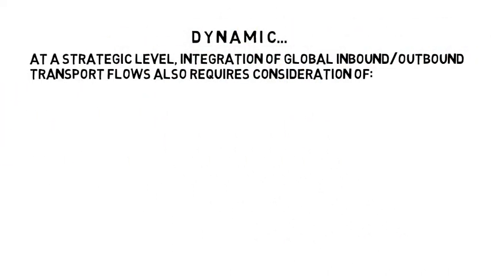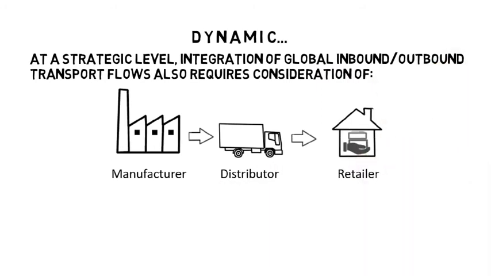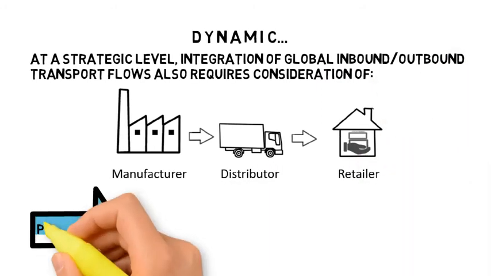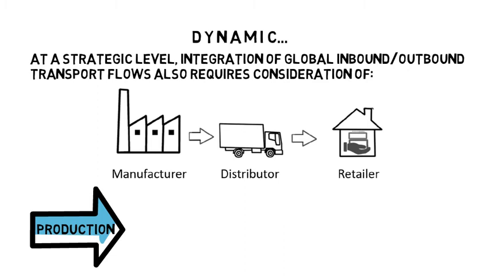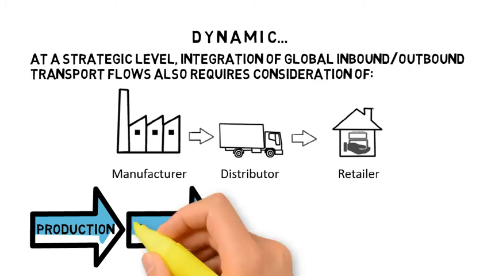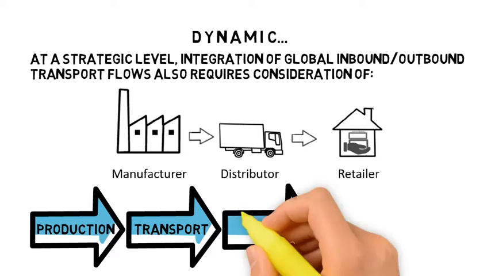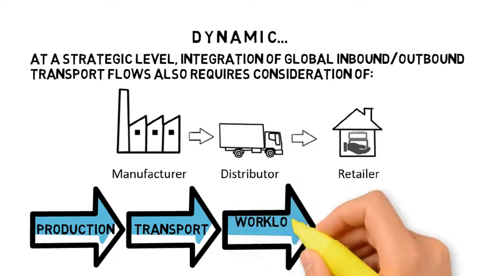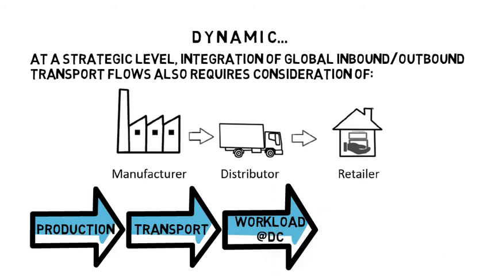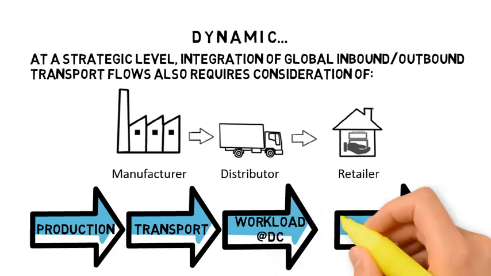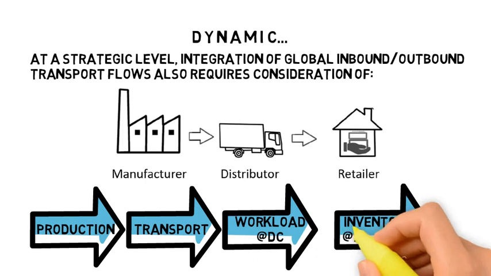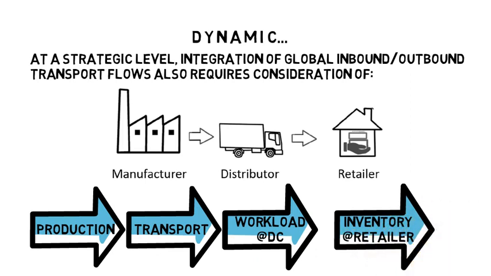At a strategic level, integration of global inbound-outbound transport flows requires consideration of integrated production and transportation planning for manufacturers. The transporter must be able to move goods produced to free up space so that the manufacturing can go on. Workload at the distribution centers: the warehouse must be able to handle the workload associated with new incoming goods and orders for outgoing goods. And inventory management at retail sites: there must be a right balance of goods so that there's enough to satisfy demand and yet not exceed the physical storage capacity of the store.